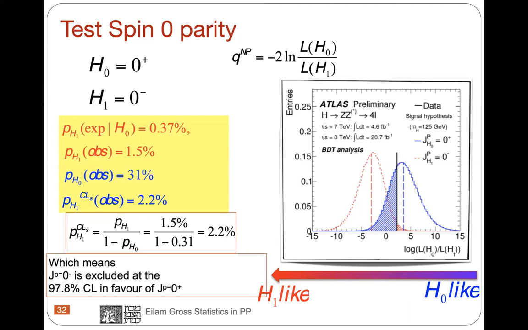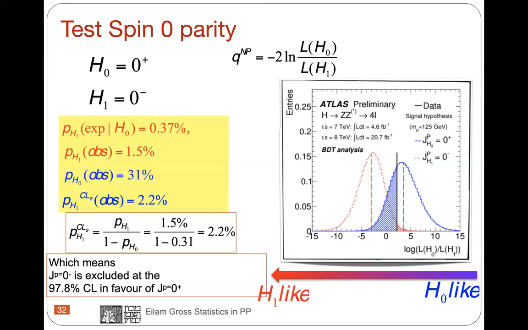If you look at the right plot, look at the red dashed area below. This red dashed area is the observed p-value, and it is 1.5%. Now, the dashed blue one is the p alt, and it is 31%, okay?